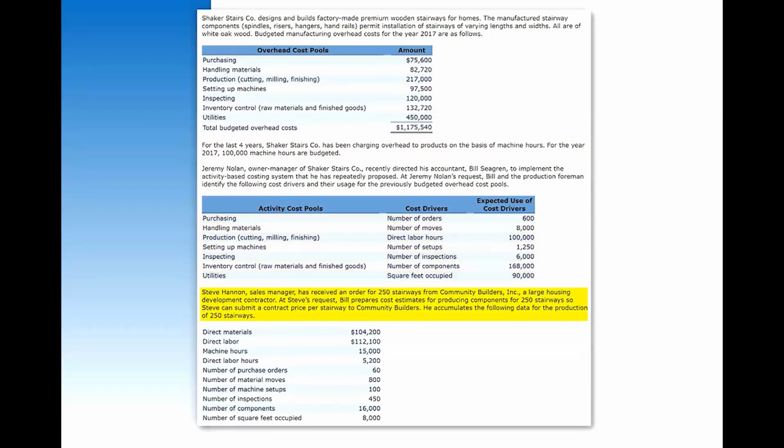The sales manager has received an order for 250 stairways from Community Builders, a large housing development contractor. Bill has prepared cost estimates for producing components for 250 stairways so Steve can submit a contract price per stairway to Community Builders. He accumulates the following data for the production of 250 stairways. So what we see here is the estimated amount of materials, labor, machine hours, and direct labor hours to produce those stairways. And we're also then told the expected use of each cost driver under activity-based costing to produce 250 stairways.